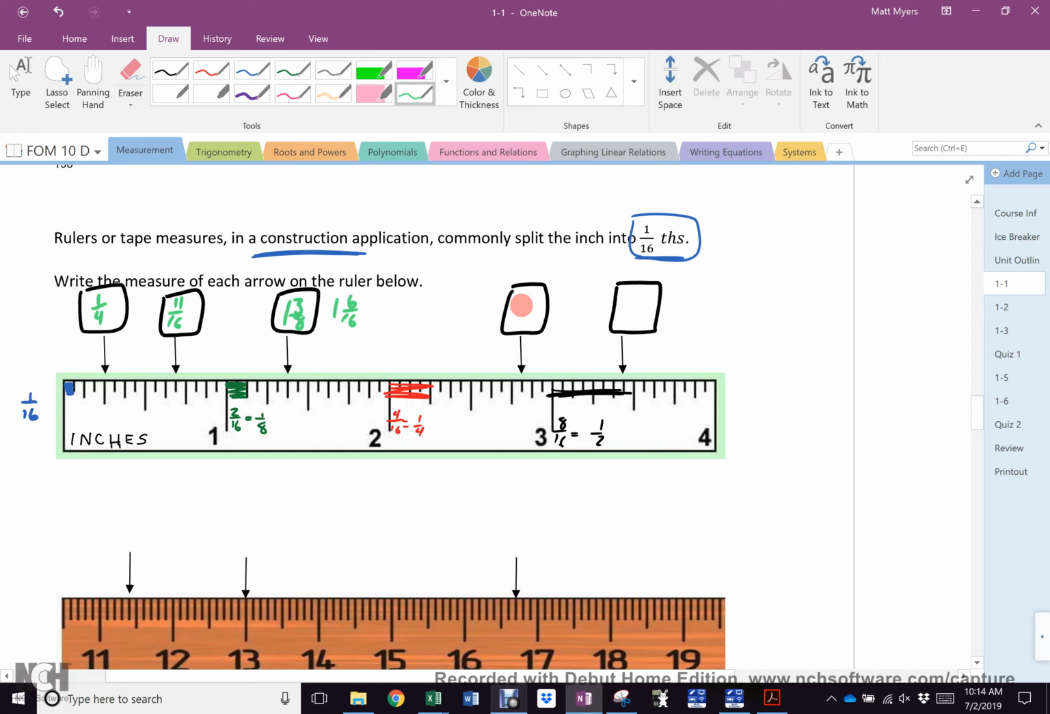Okay. What's this one? 2 13/16. Nice. And this one? 3 7/16. Madeline, you're from Bateman, right? You should go take Mr. Webster's class. You can read a tape measure. You'd get an A.